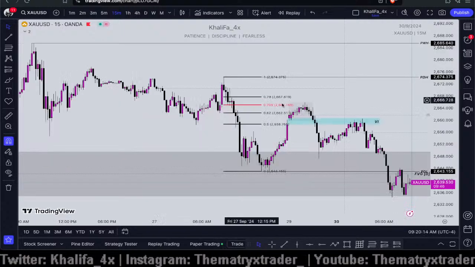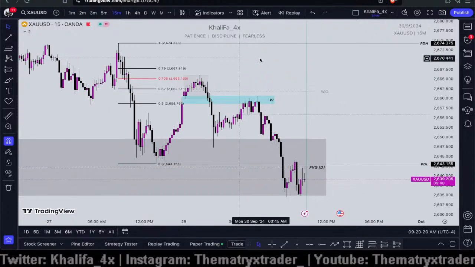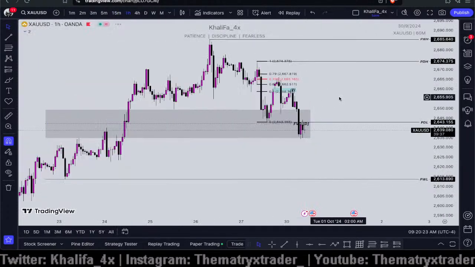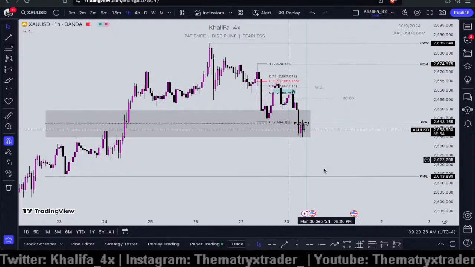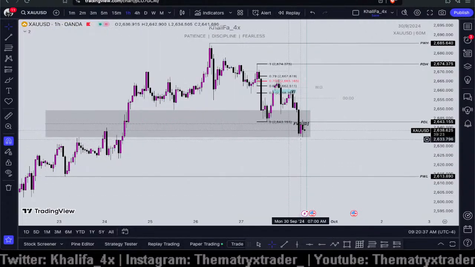Now we could be looking for buying opportunities in the gold. And let's see the real exposure. So the low of this candle is 635.505, and the low of this candle is 595.